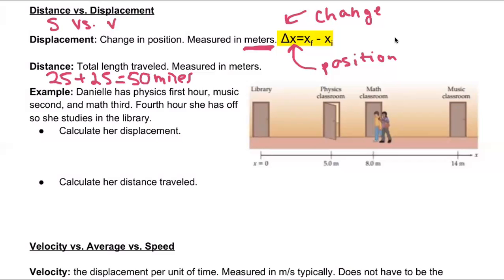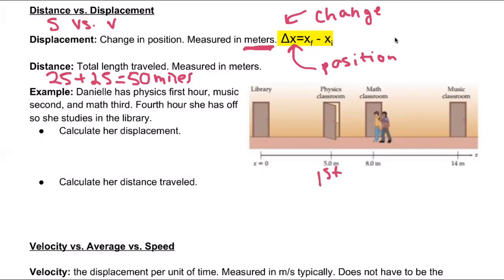So I want to go over an example with this. Danielle has physics first hour, music second, and math third. Fourth hour she has off, so she studies in the library. So we're just going to calculate her displacement and her distance traveled to show that these are two very different types of calculations.